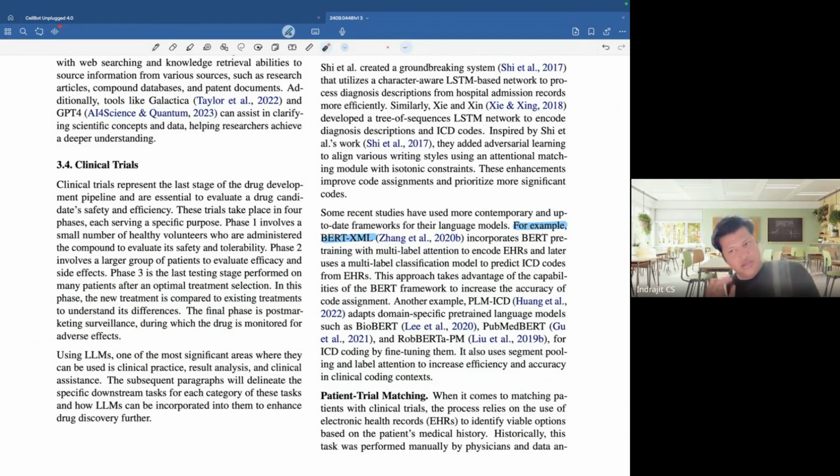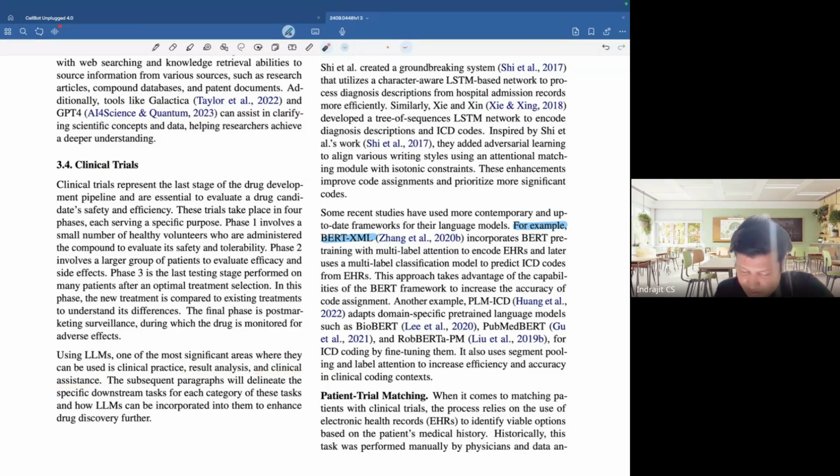Adverse effect detection is a huge area, and it doesn't require drugs that are identified by these artificial processes or LLMs. Even in the real process, we have this adverse effect detection process. So I would say the clinical trial itself is a huge area, even comparing with the manual process, or combining the manual process with some drug monitoring or surveillance process. Using LLMs, one of the most significant areas where they can be used is clinical practice, result analysis, and clinical assistance.